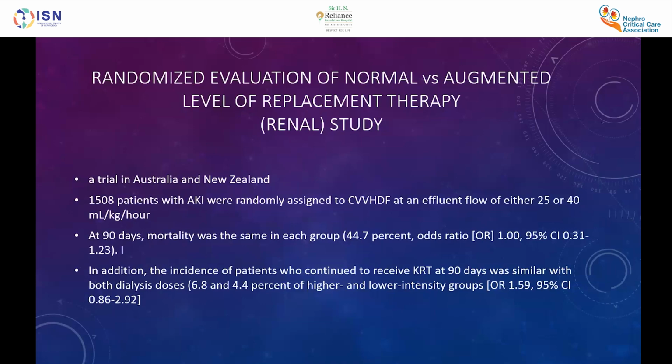There was another study called the RENAL study, which was a trial in Australia and New Zealand, where they included 1,508 patients with AKI who were randomly assigned to CVVHDF with an effluent flow of either 25 or 40 ml per kg per hour. At the end of 90 days, the mortality was the same in each group. In addition, the incidence of patients who continued to receive RRT at 90 days was similar with both dialysis doses, that is 6.8 and 4.4% in the higher and lower intensity groups.